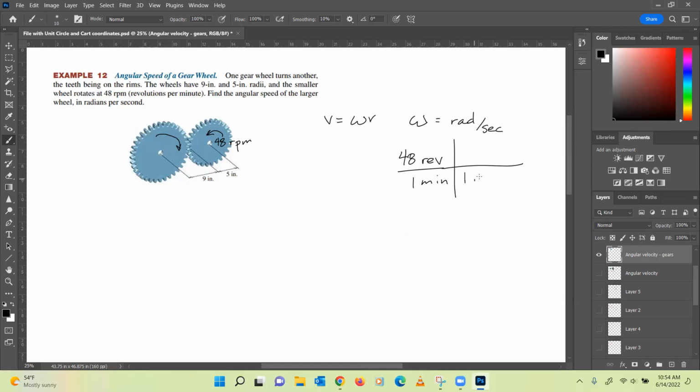We know that 1 revolution is 2 pi radians. And we know that 1 minute is 60 seconds. So the minutes will cancel. I'm left with radians per second. So 48 times 2 pi divided by 60. That gives me 5.03 radians per second.